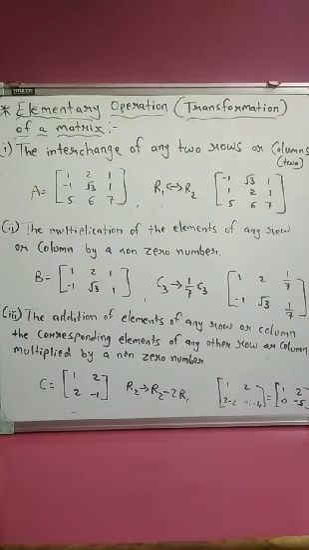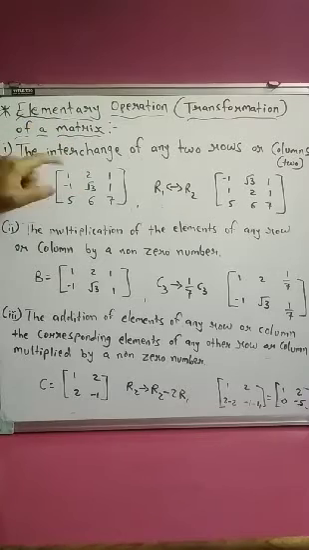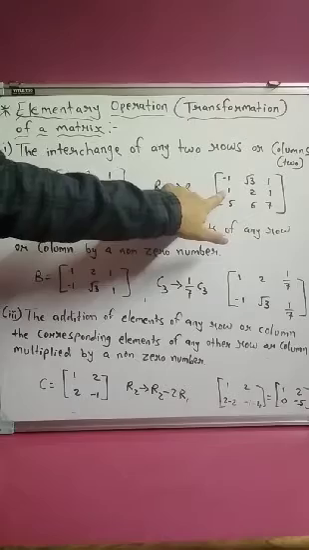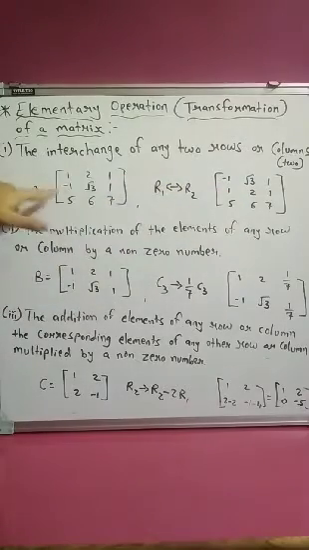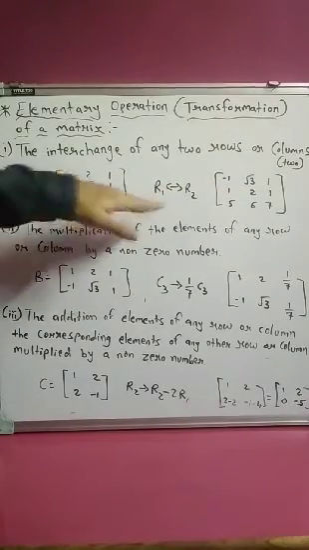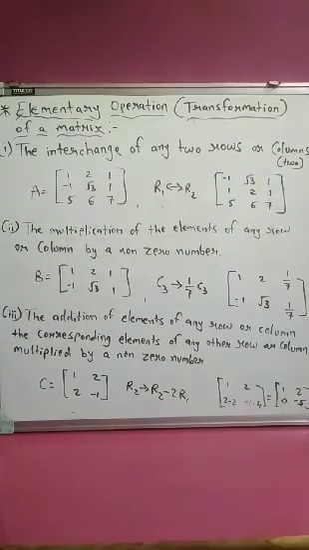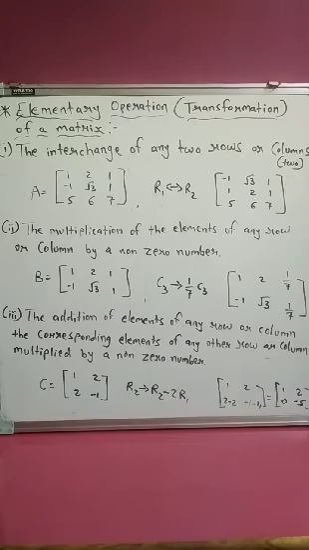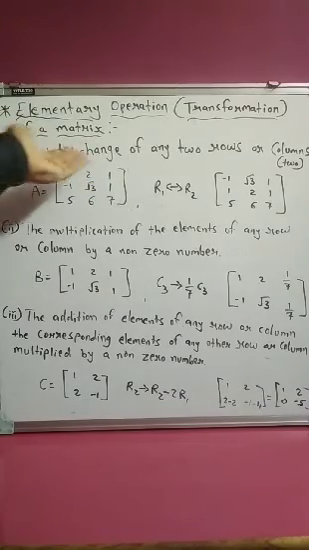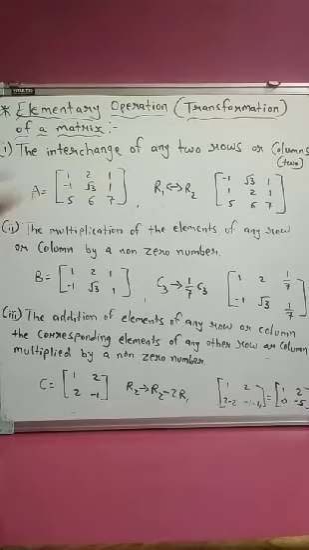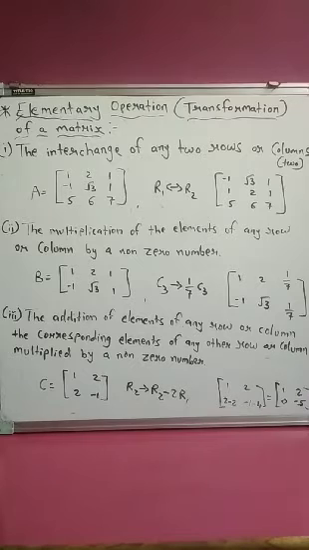Now here suppose we want to interchange row 1 with row 2. Row 1 is 1 2 1, and row 2 is minus 1 3 1. That row will be shifted towards first, that is minus 1 3 1. So here what we have done, first row is made to shift to second, and second row is made to shift with first. So here it's the same thing we can do with the column also.